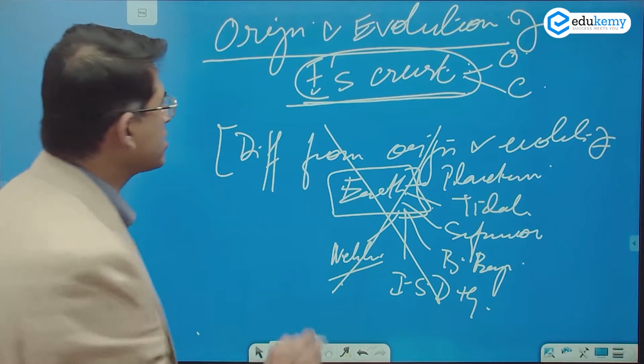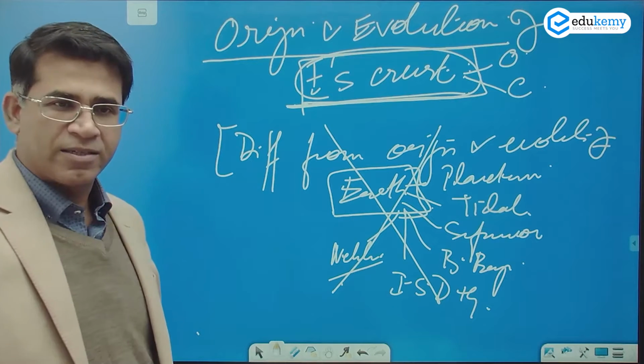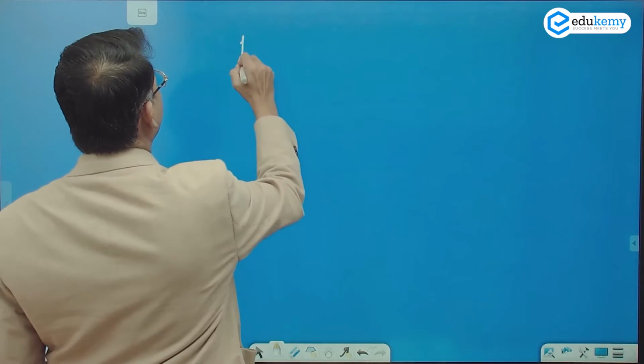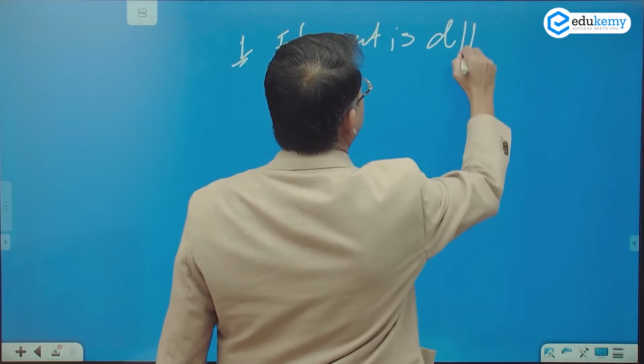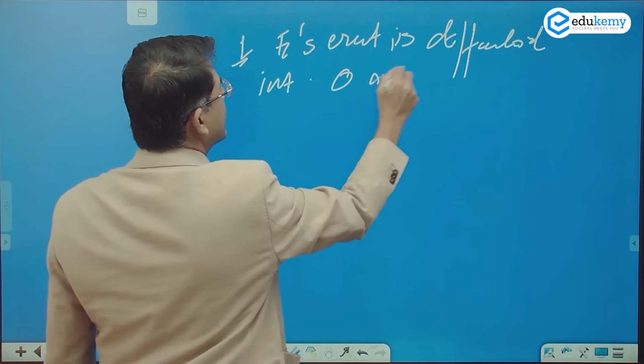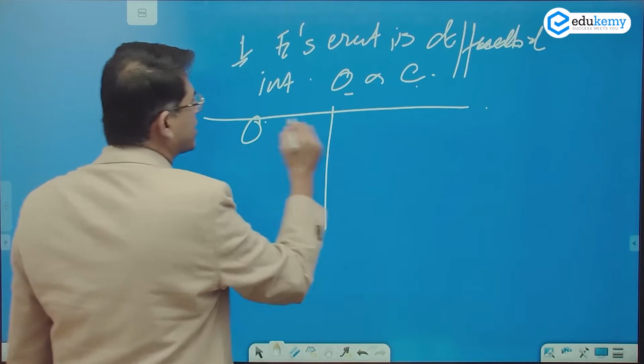The topic is asking us, what is the origin and evolution of Earth's crust? So let's start off now. The first point is that Earth's crust is differentiated into oceans and continents. So I think you know the properties of the oceans and the continents.